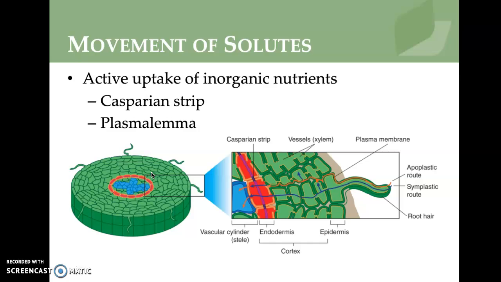Then it talks about that Casparian strip. It's showing you that in the red here in this blown up image. It's also that red circle on the smaller image. That's basically a waxy barrier at the edge of the endodermis. And neither water nor ions can pass through that layer without going through the plasma membrane.